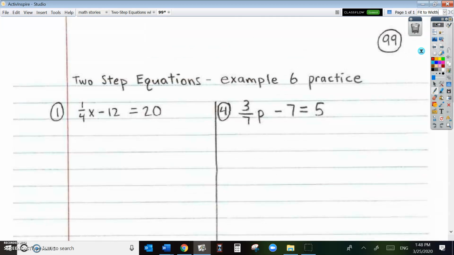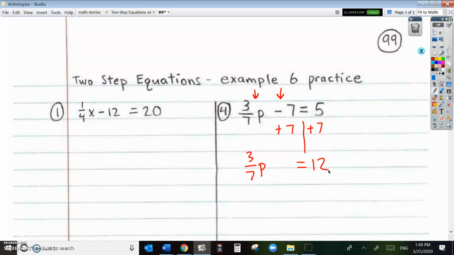Okay, problem 4, two-step equations. This is a two-step equation because it has subtraction that you need to get rid of and it has multiplication that you need to get rid of. First thing, get rid of the subtraction by adding 7 to both sides. 3 over 7p equals 12.